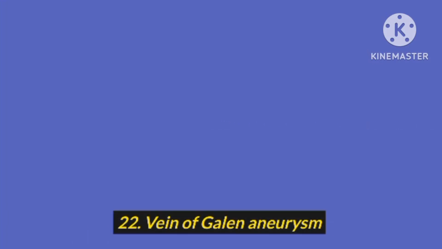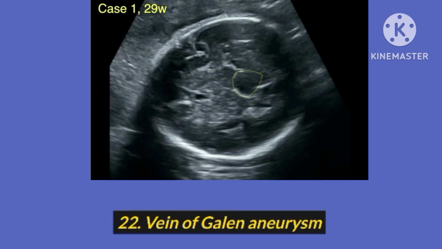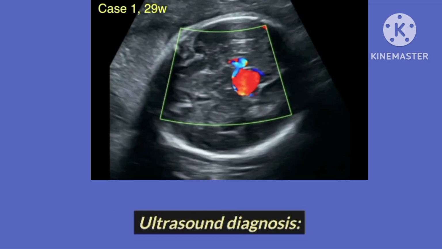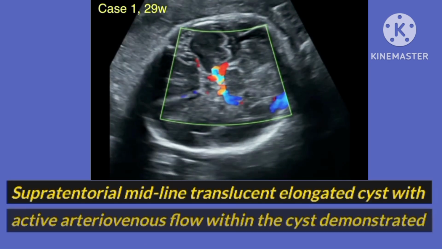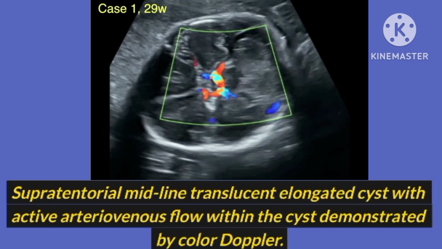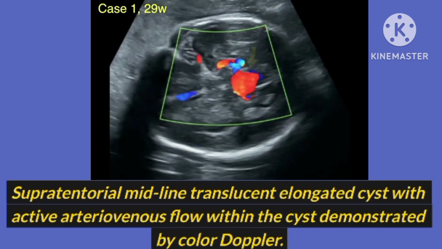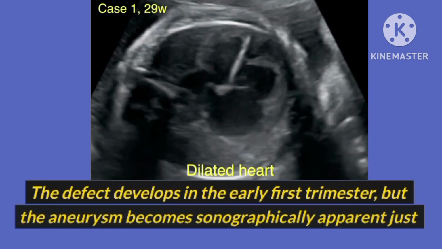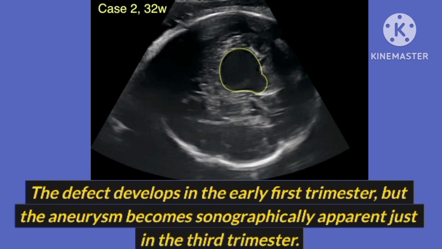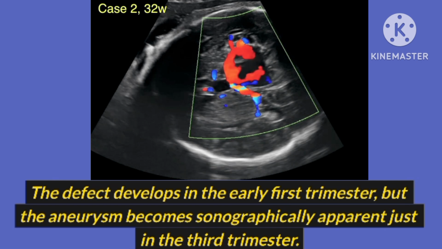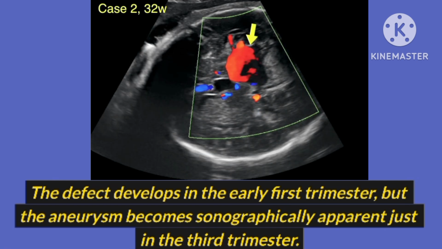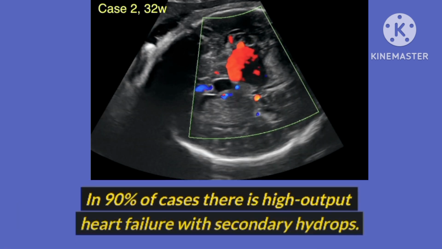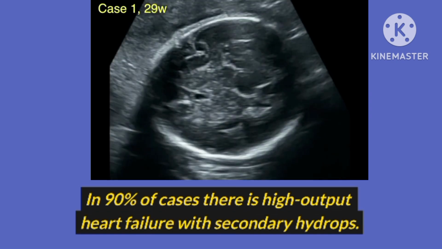Number 22. Vein of Galen aneurysm. Ultrasound diagnosis. Supratentorial midline translucent elongated cyst with active arteriovenous flow within the cyst, demonstrated by color Doppler. The defect develops in the early first trimester, but the aneurysm becomes sonographically apparent just in the third trimester. In 90% of cases, there is high-output heart failure with secondary hydrops.